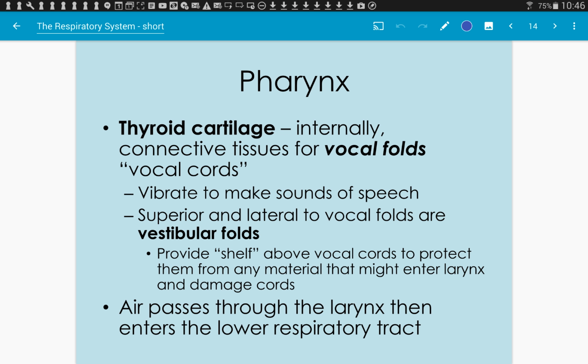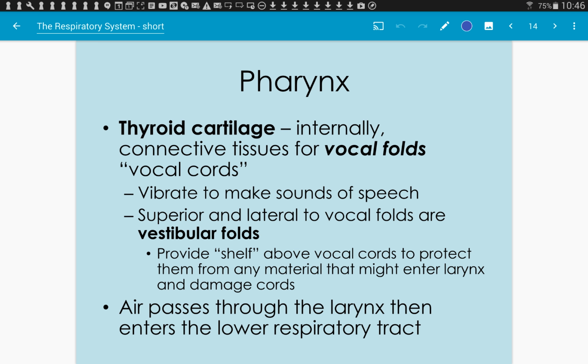Okay, so more on the thyroid cartilage. Within the thyroid cartilage, or protected by it, are the structures that allow you to make sound. People commonly refer to them as vocal cords. They're not actually vocal cords. They're vocal folds. They're actually folds in the tissue lining your larynx.